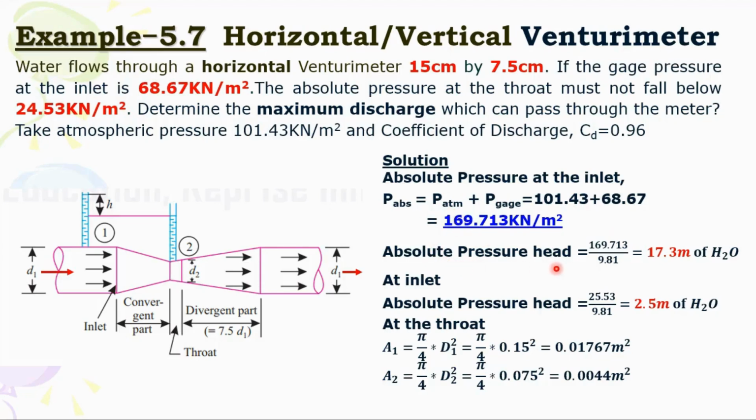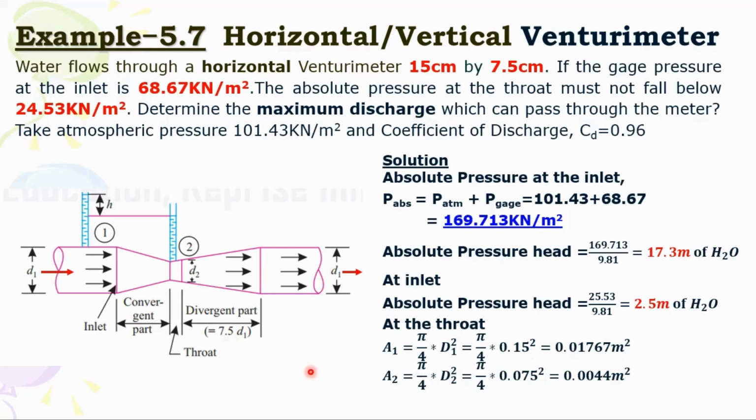So absolute pressure head, again you can compute P over rho G, which is gamma. So you have 70.3 meter of water. So let us go to the inlet and throat. At the inlet, the absolute pressure head is already given. At the inlet to the venturimeter, you have 25.53 over 9.81, so 2.5 meter of water. So at the throat, you have A1 here, then A2 here.